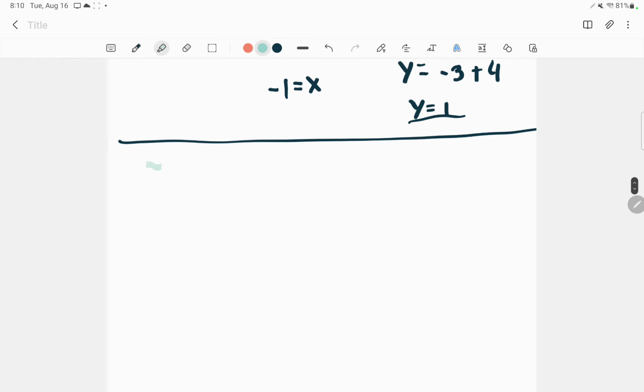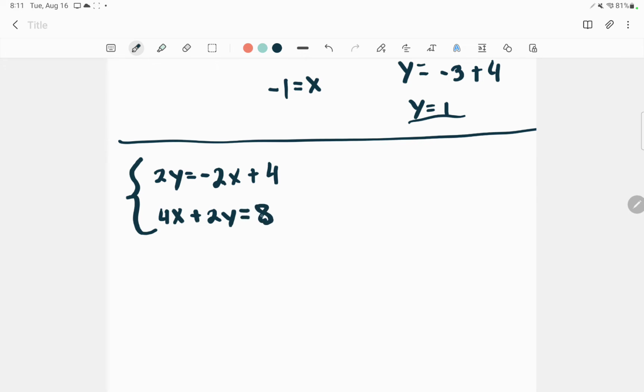So for the second problem, this is going to be our system of equations. The first one is going to be 2y equals -2x plus 4. Now the second one's going to be 4x plus 2y is equal to 8. Okay, that's going to be my second problem. Stop the video, try and solve it yourself.